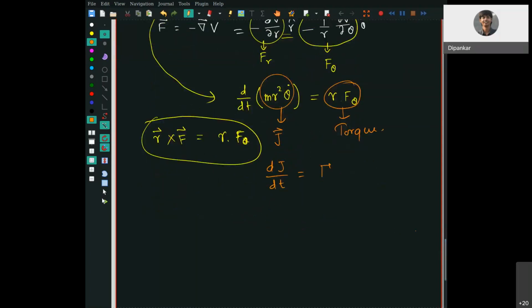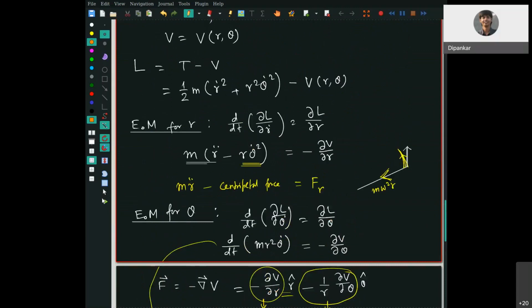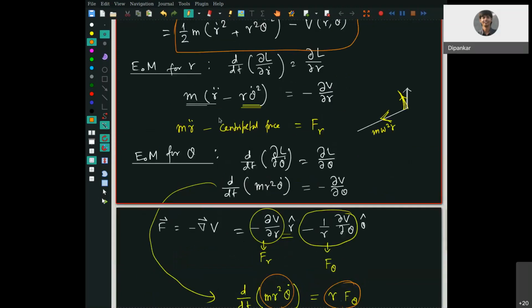Now notice how many things got suppressed here. I did not draw a single figure. Even if I did not know about this particle motion in two-dimensional polar coordinates, I could still find out the mathematical truth behind it without knowing anything, as long as I can write down the Lagrangian correctly. So if I can guess the Lagrangian, I can get the correct equation of motion. Notice the role played here by these things.